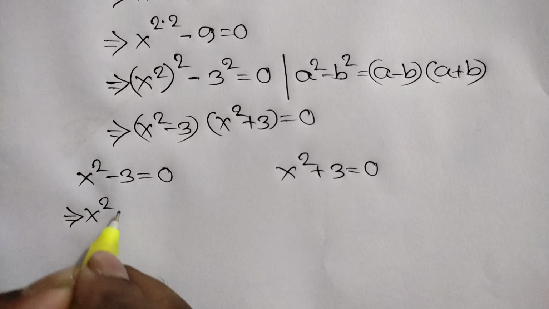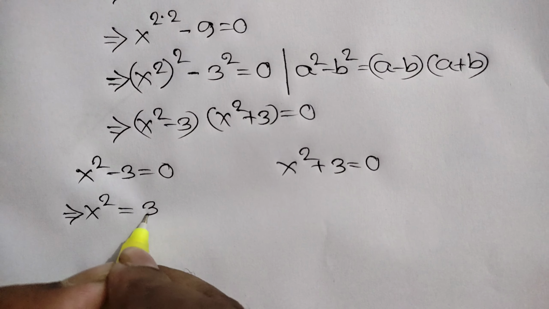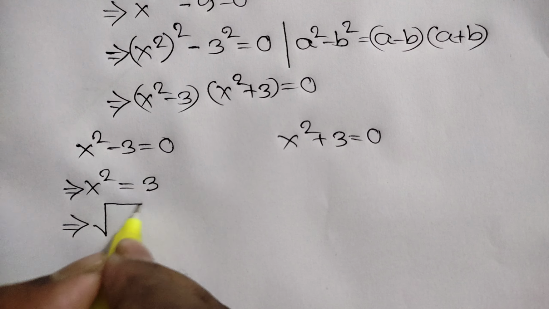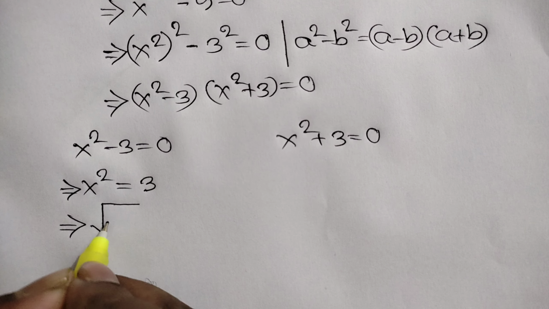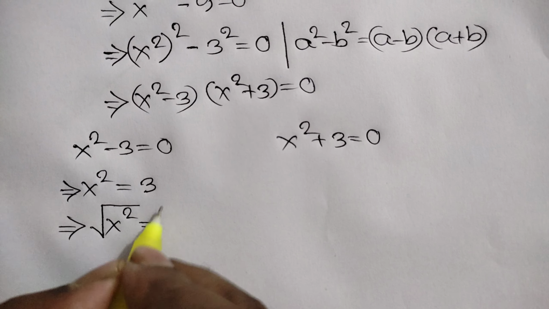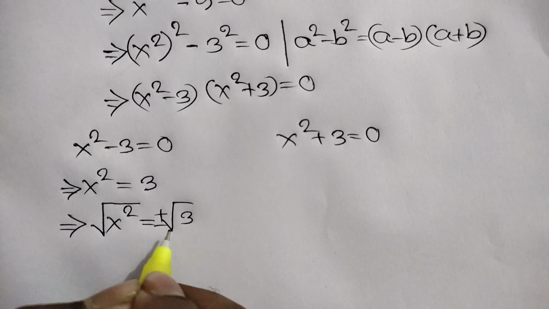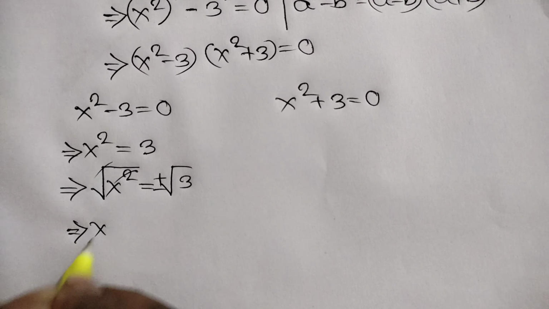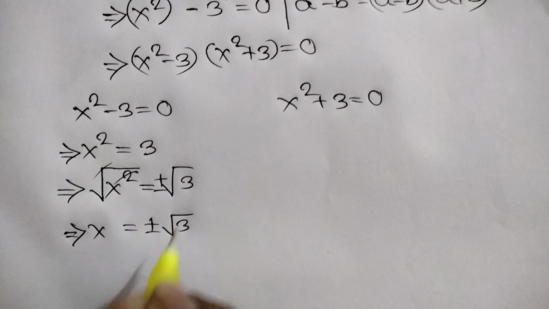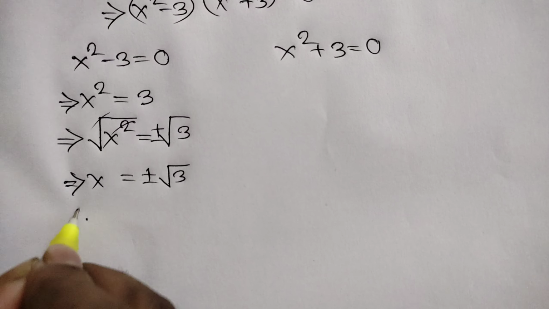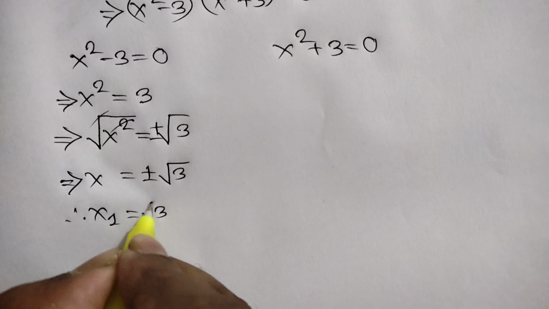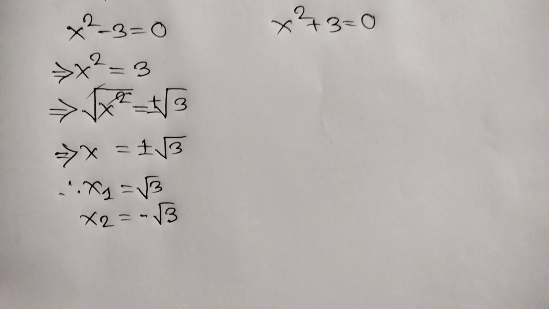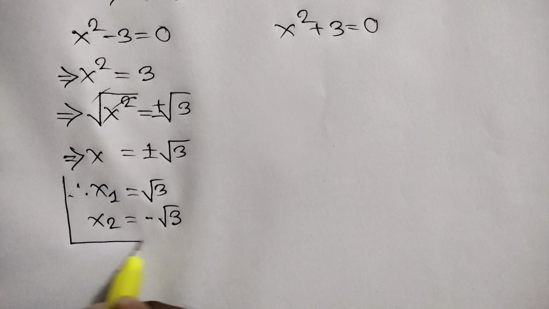For x square minus 3 equal to 0, taking this negative 3 to the right side we will get positive 3, so x square is equal to 3. Taking square root on both sides we can write here square root of x square is equal to plus or minus square root of 3, and this cancels this, so we will get x is equal to plus or minus square root of 3. There are two values of x, so we can write here x1 is equal to square root of 3 and x2 is equal to negative square root of 3, and these two solutions are real solutions.